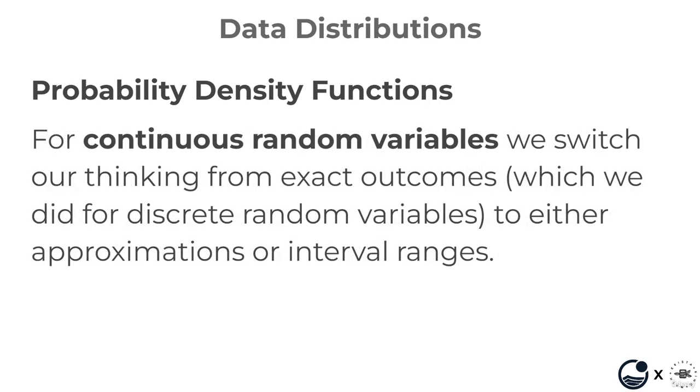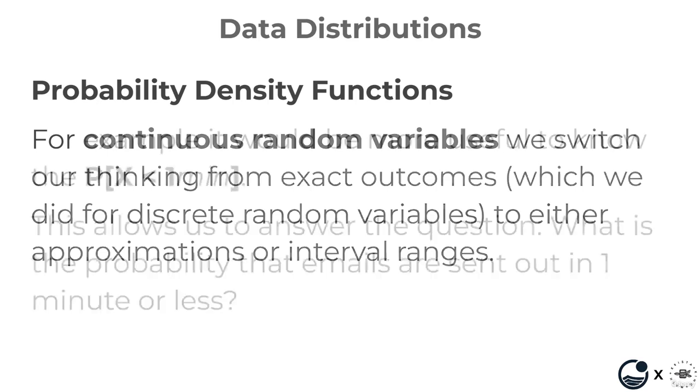So for continuous random variables, we switch our thinking from exact outcomes, which we did for discrete random variables like exactly employee number 1 or exactly the CEO, to either approximations or interval ranges, since those make way more sense for continuous random variables, thus the term the density function. And if you go back to the original definition, that's why it said close to or approximate a certain value. So we're not looking for an exact match to a discrete outcome. Instead, it starts making a lot more sense for continuous random variables to talk about ranges or intervals.